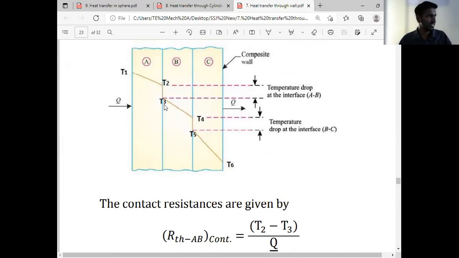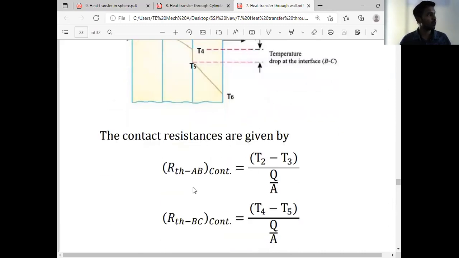Okay, but in this case what will happen, there is a reduction in temperature that will take place. Temperature will be reduced from T2 to T3. Similarly for the layer B and C, the temperature will be reduced from T4 to T5. तर हे कशामुळे होते, because of the contact resistance. Okay, and how to calculate this contact resistance? For that standard formula is there.